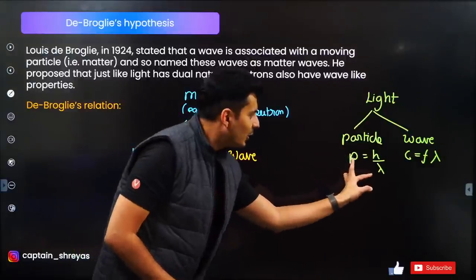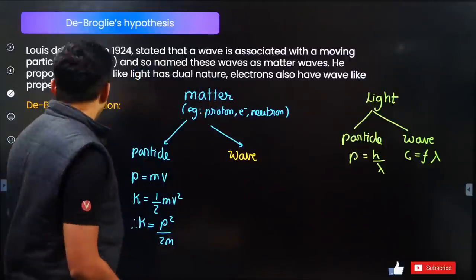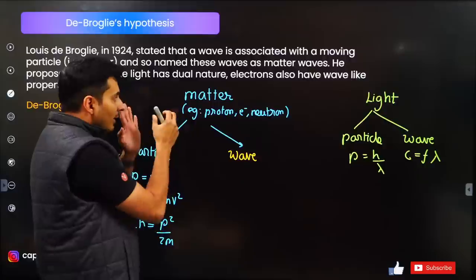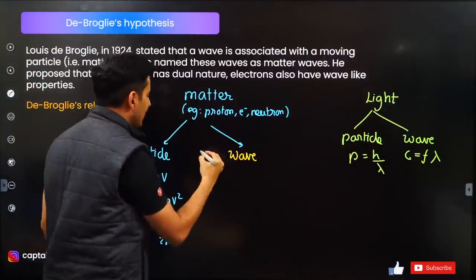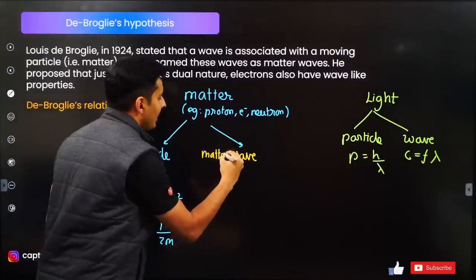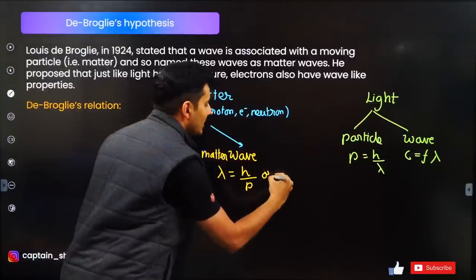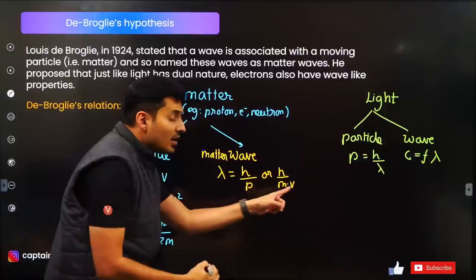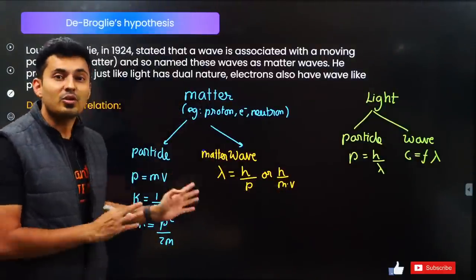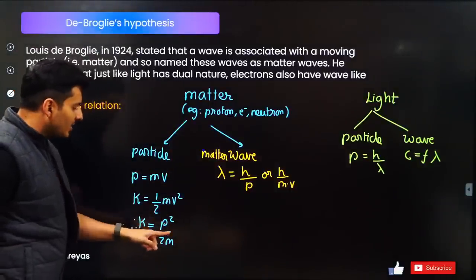So he thought, why not interchange the two? And to his surprise, it came out to be correct. For a wave, he just brought lambda over here and p over there. So the wave nature of matter, which is called the matter wave, has wavelength h by p. Or you can say h by mass into velocity. Here you can use it because it's a particle, so for particles, mass into velocity works. So h by p, that's what it came out to be, and this is the correct answer. If you want, you can use momentum as this formula over here.